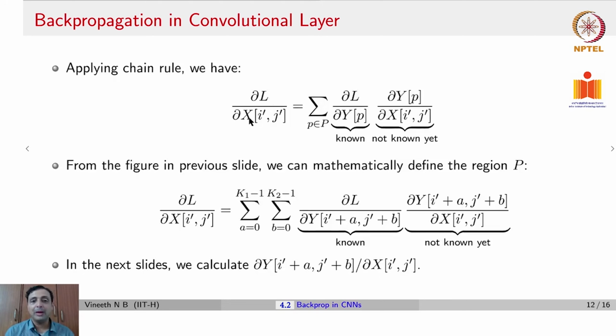Let's now say ∂L/∂X at (i', j') is the summation over all pixels in that region P, ∂L/∂Y_P times ∂Y_P/∂X at (i', j'). From the figure in the previous slide, we can now define that region P as a going from 0 to K1 - 1, b going from 0 to K2 - 1, of ∂L/∂Y at (i' + a, j' + b), times the derivative of Y at (i' + a, j' + b) with respect to X at (i', j').